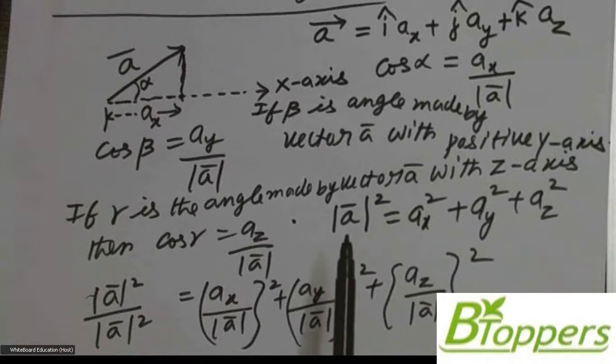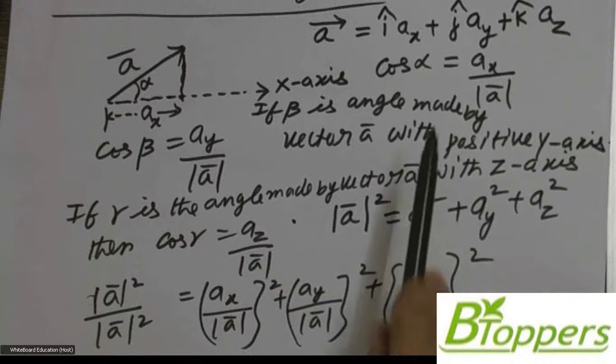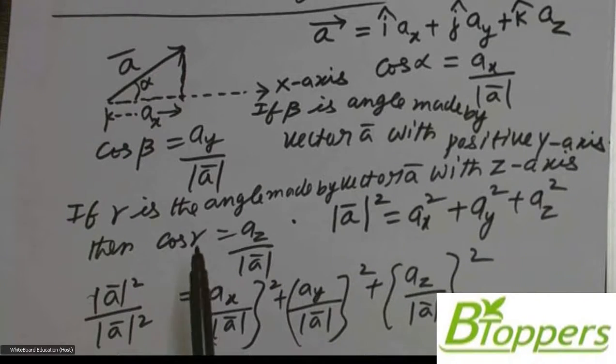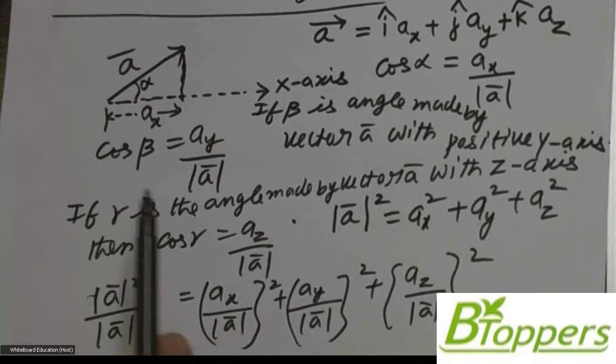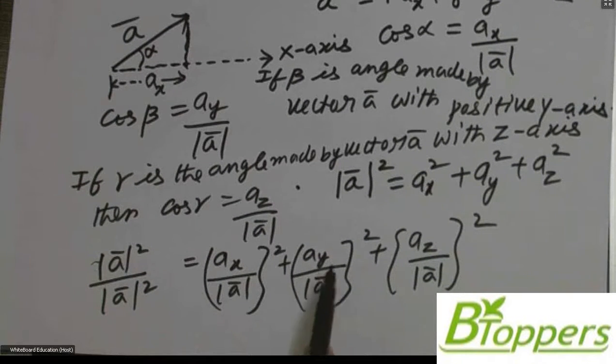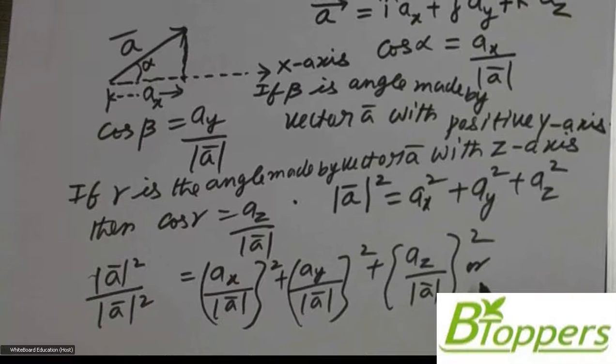So if alpha is the angle made by the vector A bar with the positive direction of x-axis, then you can write AX by mod of A bar equal to cos alpha. Similarly, AY by mod of A bar you can write cos beta. AZ by mod of A bar you can write cos gamma. So you get cos square alpha plus cos square beta plus cos square gamma equal to 1. That means sum of the squares of the three directional cosines of the vector is always equal to 1.